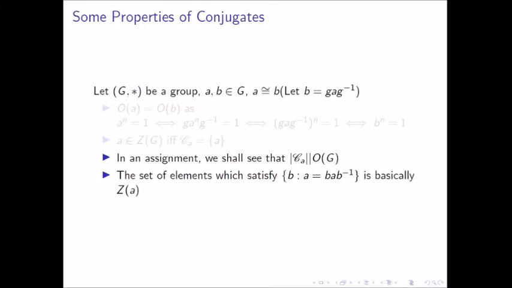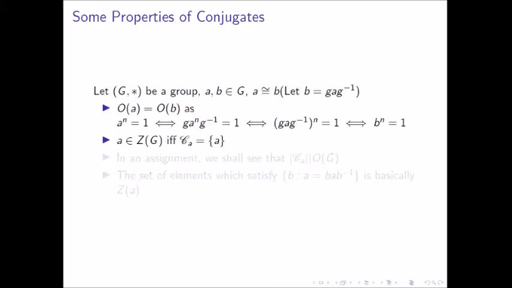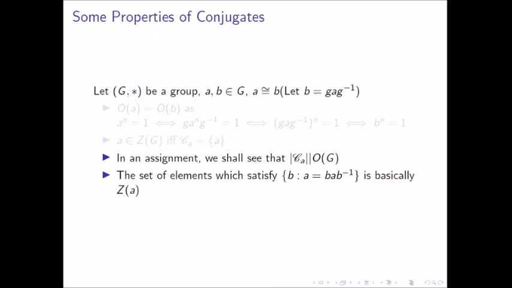Now, the set of elements B such that A is equal to BAB inverse is basically the centralizer of A. So this and this implies that an element is in the centralizer. So this fact, along with the fact that A is in center implies that the conjugacy class is a singleton, says that an element is in the center if and only if ZA is equal to ZG. This is also easy to see directly.